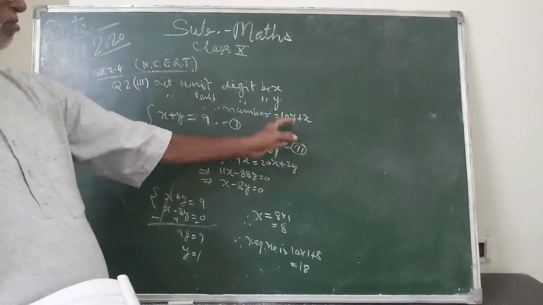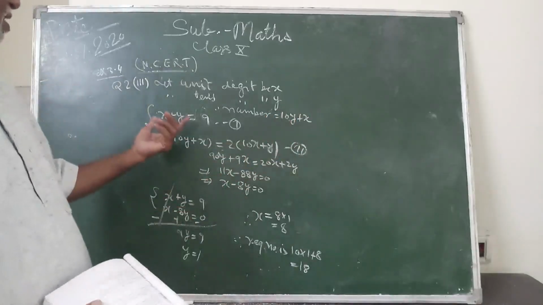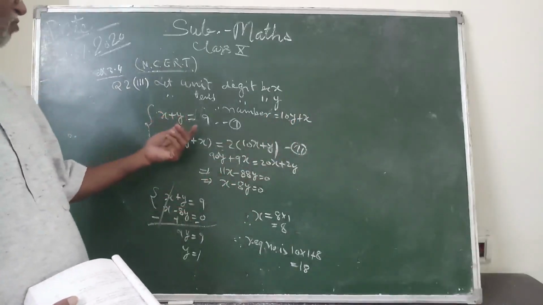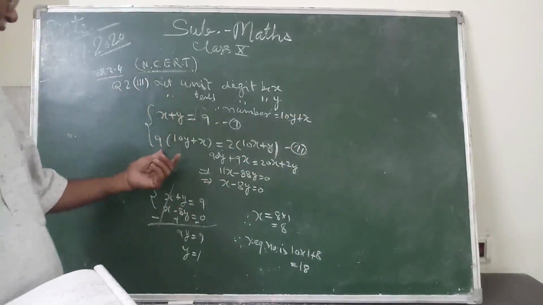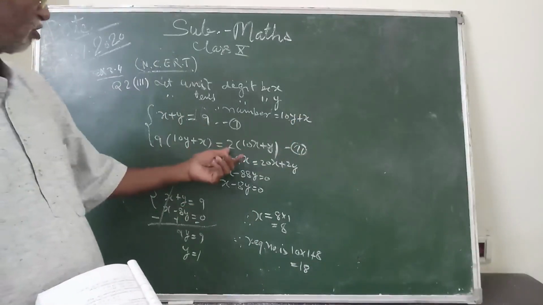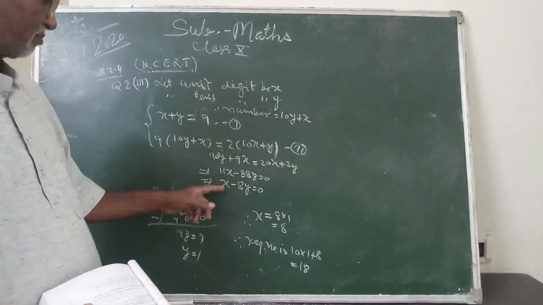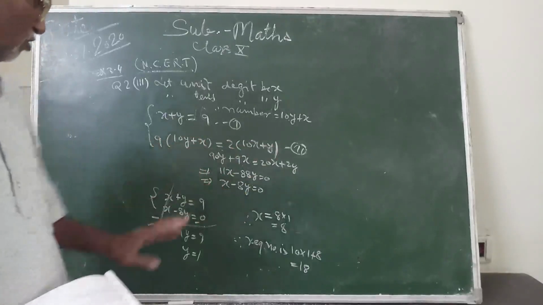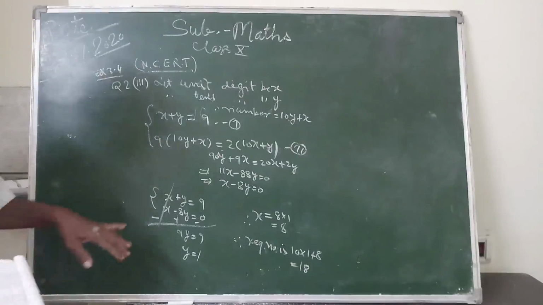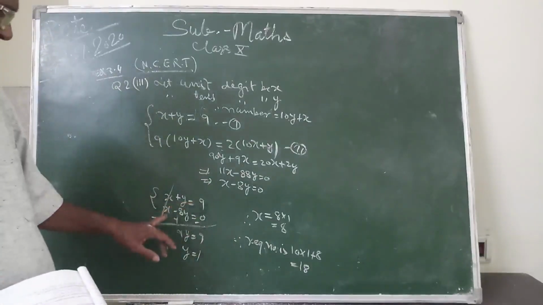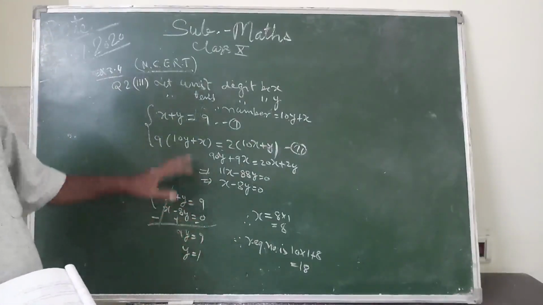Obviously the reversed number will be 10x plus y. By the first condition given, x plus y is equal to 9, and 9 times (10y plus x) is equal to twice (10x plus y). On solving, it becomes x minus 8y is equal to 0. So we have two equations, x plus y is equal to 9 and x minus 8y is equal to 0.